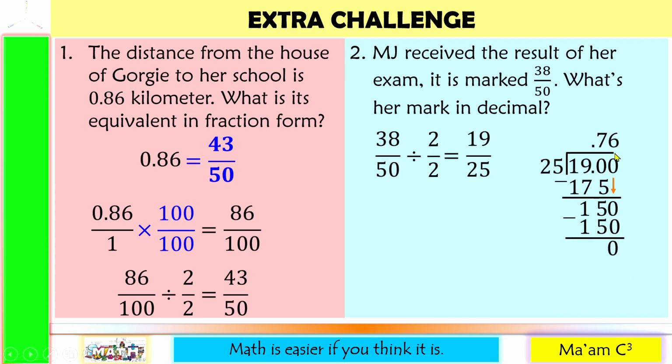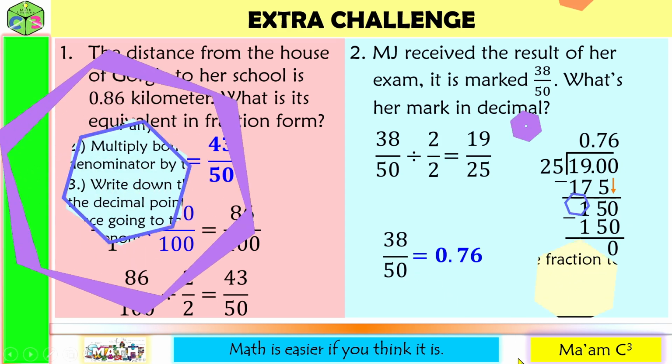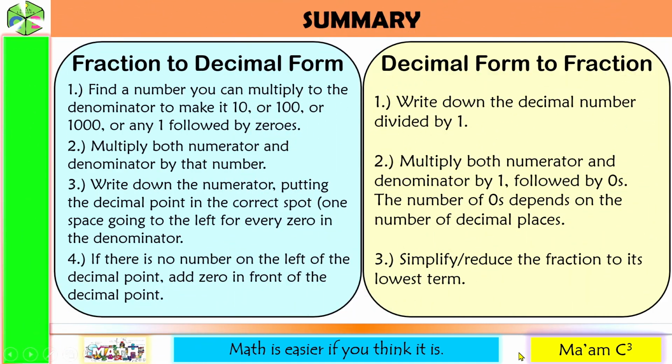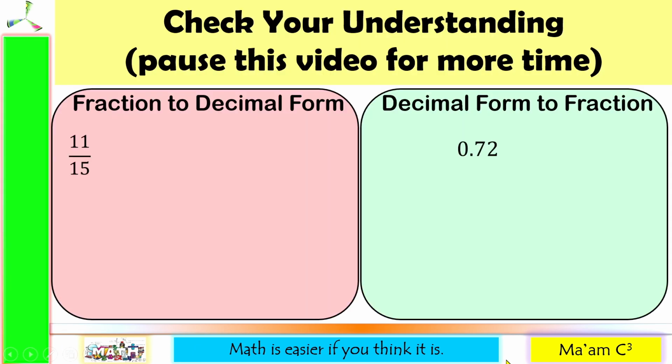We have a terminating decimal here. Since there is no number in front of the decimal point, let us add 0. So 38 over 50 is equal to 0.76. For the summary, here are the steps of converting fraction to decimal form and decimal form to fraction. Now it is time to check your understanding. Pause this video for more time.